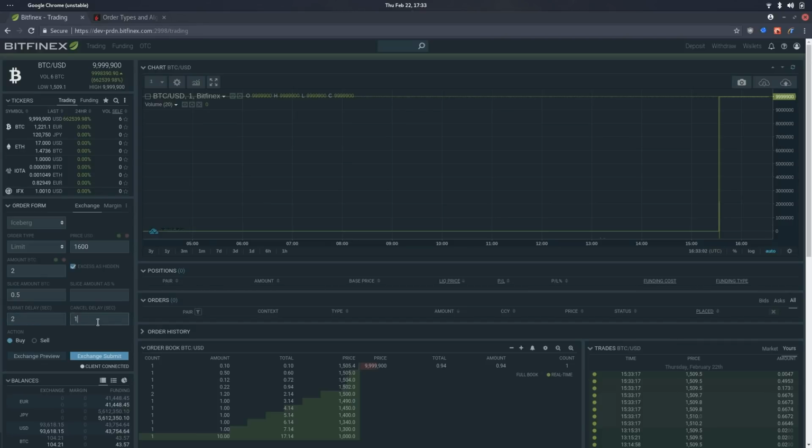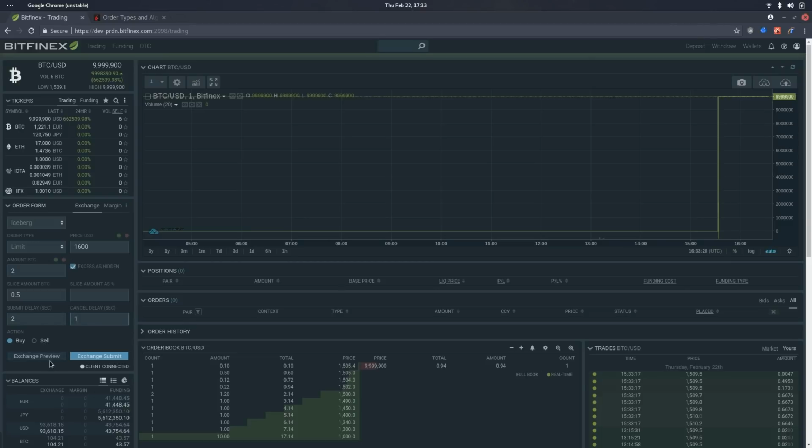These values, essentially, this is the delay between the moment that the algorithm decides to submit the order and the moment that the order actually goes out. And this is the same thing, but for cancellation. And they're used to prevent thrashing and things like that. But that's for another discussion.